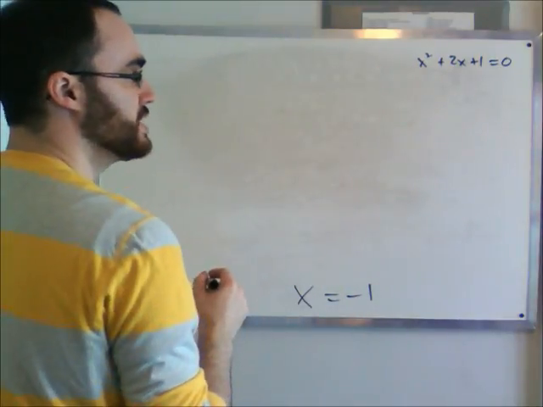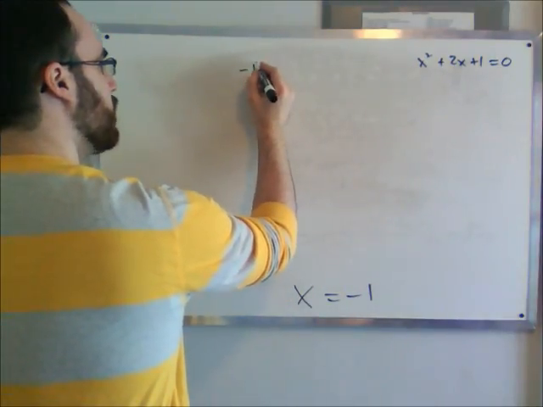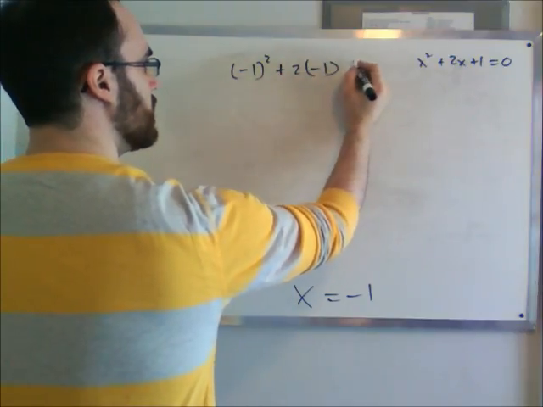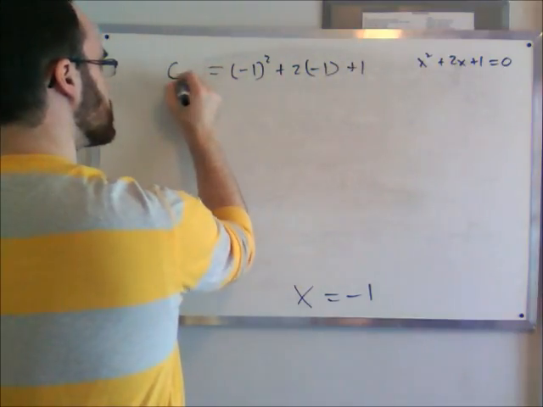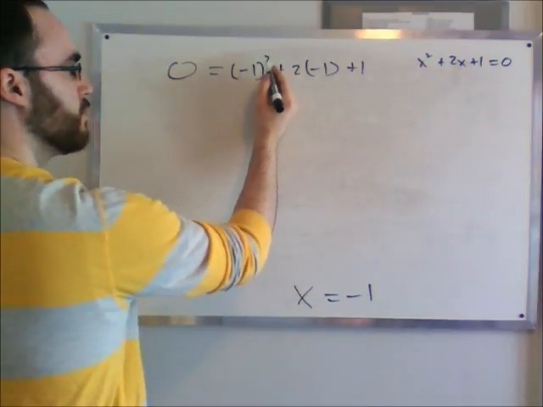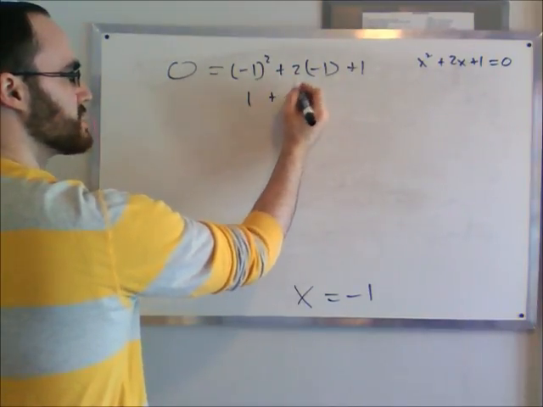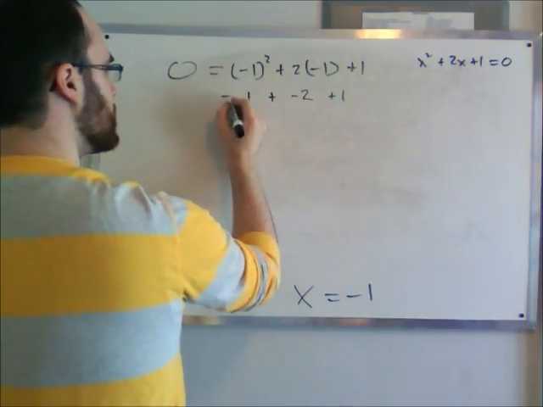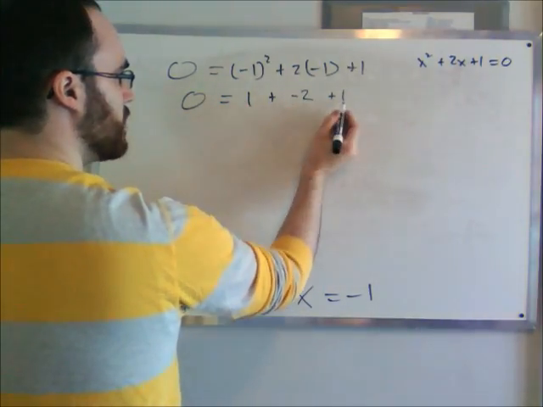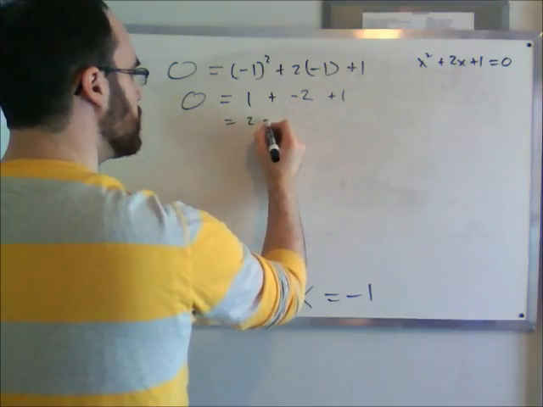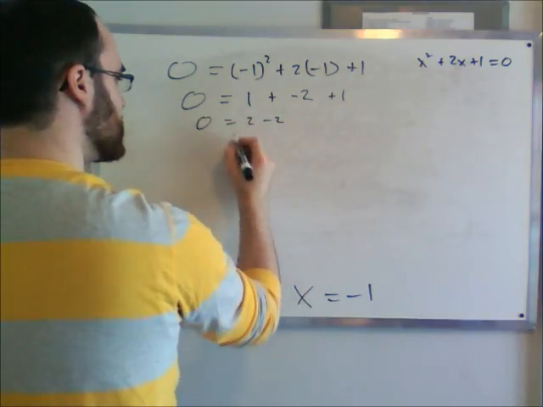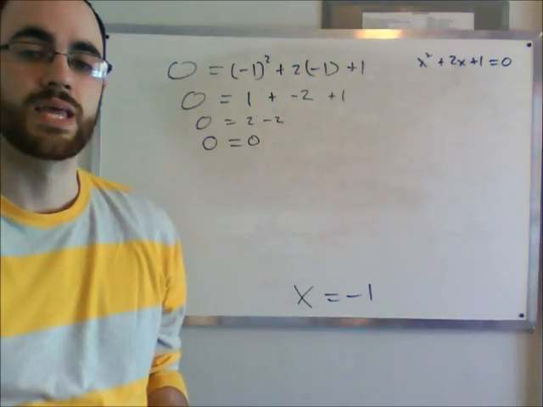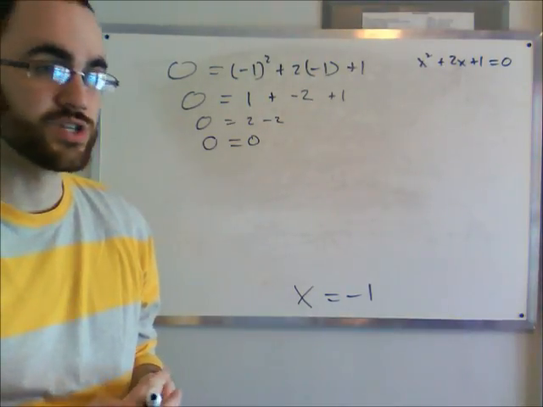Let's plug it back into our equation and see if it equals 0. Negative 1 squared plus 2 times negative 1 plus 1 equals 0. So let's multiply this out. Negative 1 squared is 1, plus 2 times negative 1 is negative 2, plus 1 equals 0. So we have 1 plus 1 is 2, so that's 2 minus 2, which does equal 0. 0 equals 0, perfect, we worked it out, the solution is correct. And that is how you use the quadratic equation.